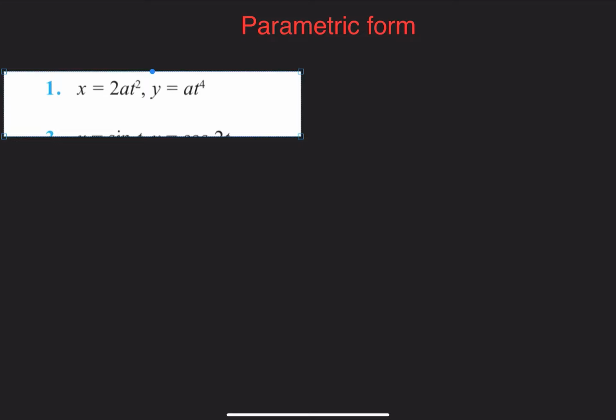These are some NCERT questions we will discuss today. They are easy questions to build up the concept, and in the next video of parametric form we'll take up the tougher questions. So the first question is x is equal to 2at square and y is equal to at power 4, and in all these questions the target is to find dy by dx.